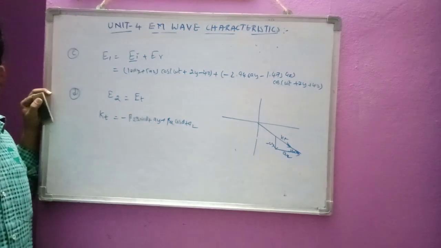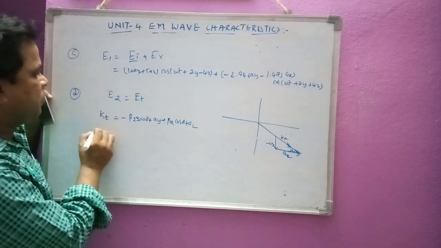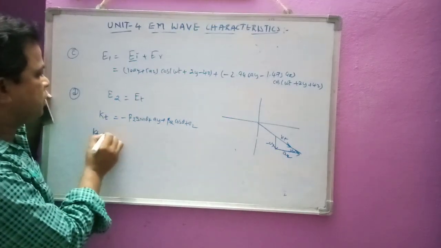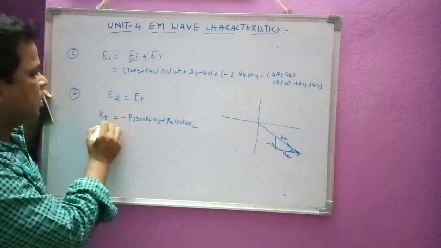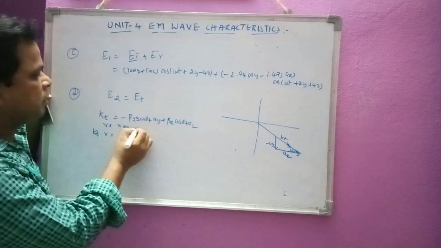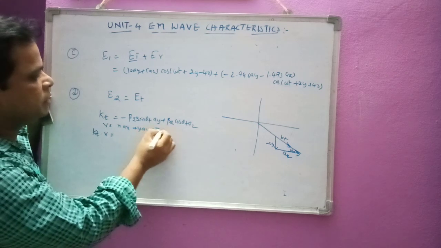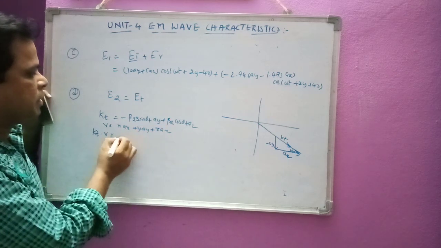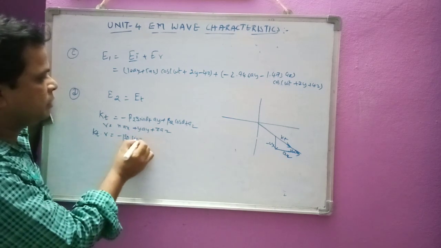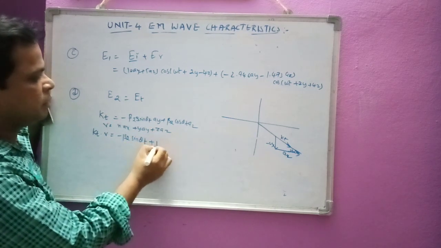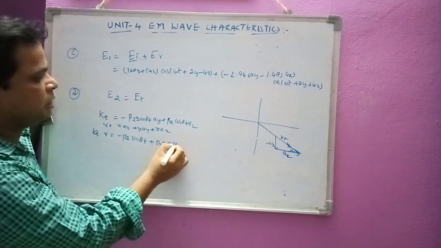So we are going to take beta 2 here because it is in medium 2, and KT dot r vector will become as follows. We know r is equal to x aX plus y aY plus z aZ. If I take the dot product here, I can write beta 2 y sin theta t plus beta 2 z cos theta t here.